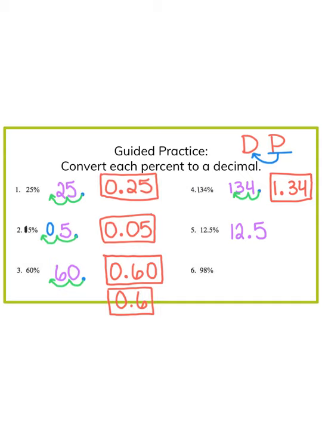Question number 5 shows 12.5%. In this percentage, we can see our decimal point, so we are just going to move it 2 spaces to the left to make it into a decimal number. So 12.5% as a decimal is 0 and 125 thousandths.